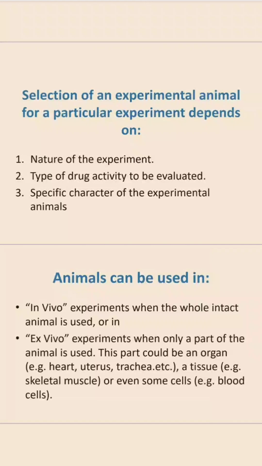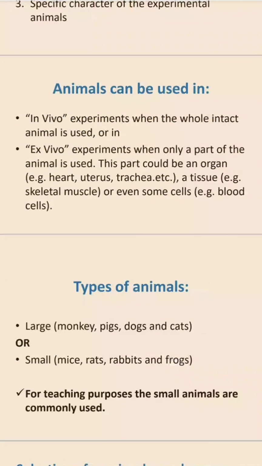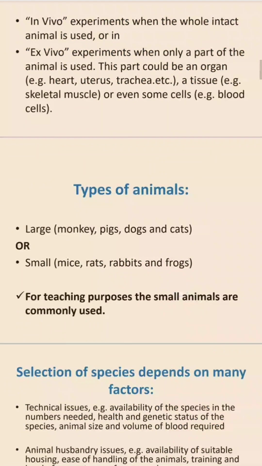Now we will discuss the selection of an experimental animal for a particular experiment. It depends on the nature of the experiment, the type of drug activity which is to be evaluated, and the specific character of experimental animals. Animals can be used in in vivo experiments when the whole intact animal is used, or in ex vivo experiments when only a part of the animal is used. This part could be a heart, uterus, trachea, etc., a tissue like skeletal muscle, or even some cells, for example blood cells.